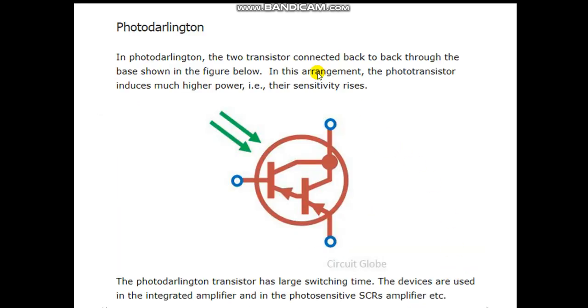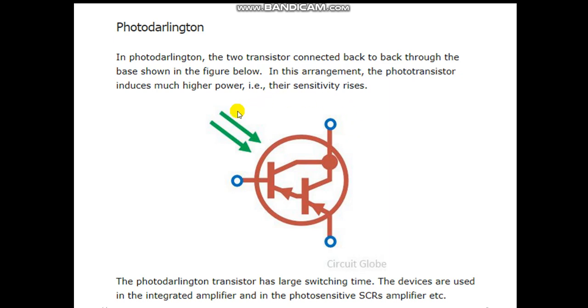Now, the advancement of phototransistors is the photo-Darlington. You know the Darlington pair. Why are we going for the Darlington pair? It requires two transistors connected back to back. We use it in order to get very good performance, very high power, and the sensitivity is very high when compared with an ordinary phototransistor. So, when light falls over this photo-Darlington pair across the base to collector junction, it provides a very good output, that is, very good power.